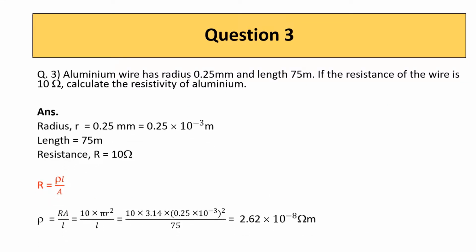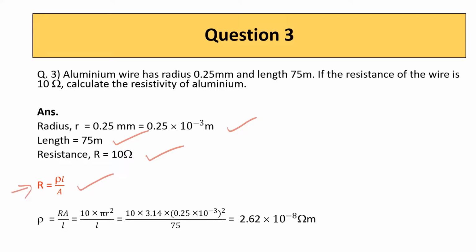R is equal to 0.25 millimeter, which is equal to 0.25 into 10 raised to minus 3 meter. Length is equal to 75 meter. Resistance R is equal to 10 ohms. We know the expression R is equal to rho L by A. You can refer to the part 4 video for more details for this expression.